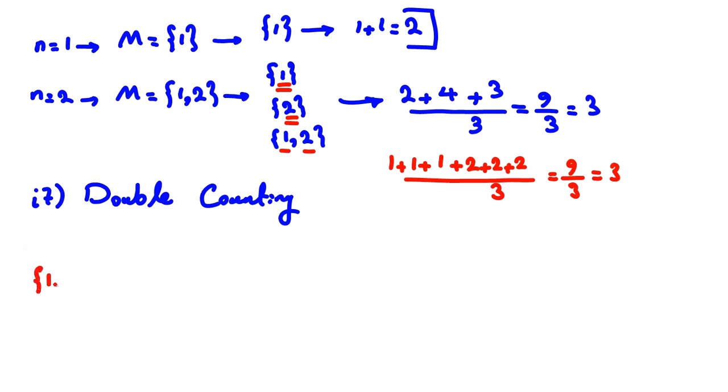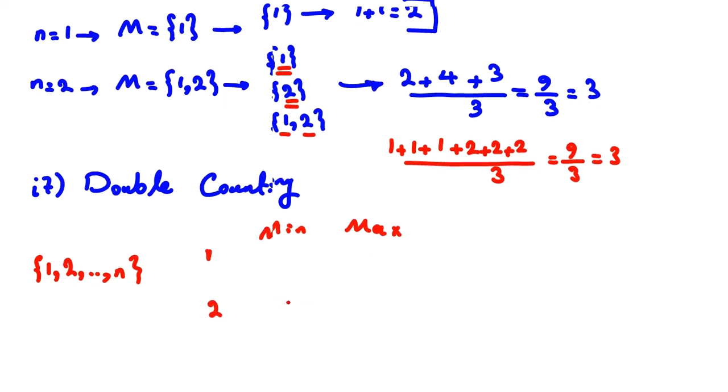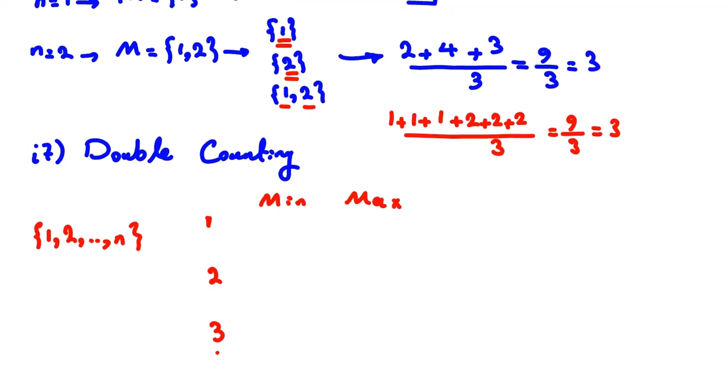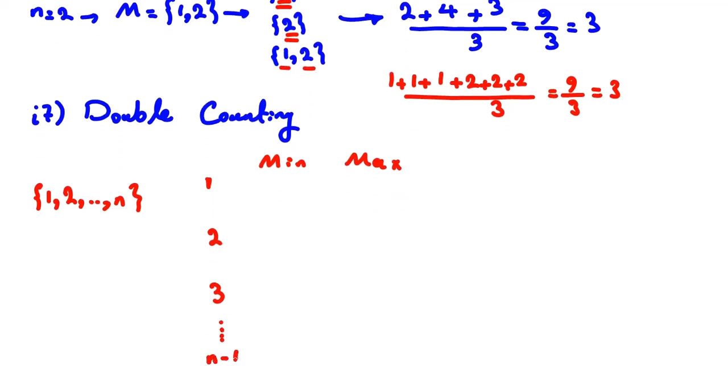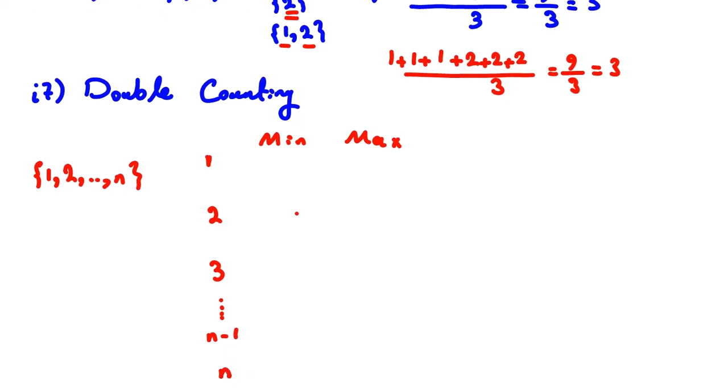Now, when we have 1 to n, we want to see how many times we count 1. Sometimes 1 is minimum, sometimes 1 is maximum. Sometimes 2 is minimum, sometimes 2 is maximum. Then 3, up to n minus 1, and n. So how many times is 1 the minimum? We select 1, and each of the other elements has 2 cases, so 2 to the n minus 1. So in 2 to the n minus 1 cases, 1 is the minimum. How many times is 1 the maximum? We shouldn't select any other elements. You can say 1 case or 2 to the 0, because we don't have any other elements.